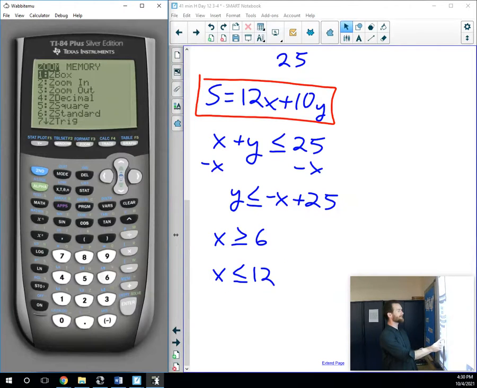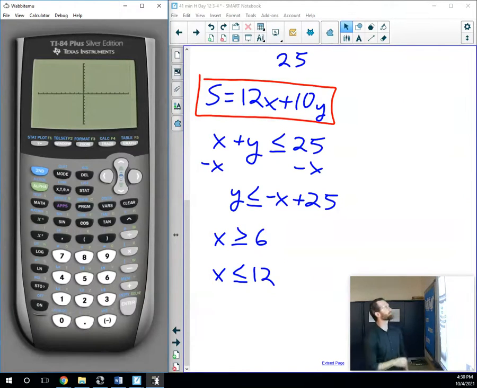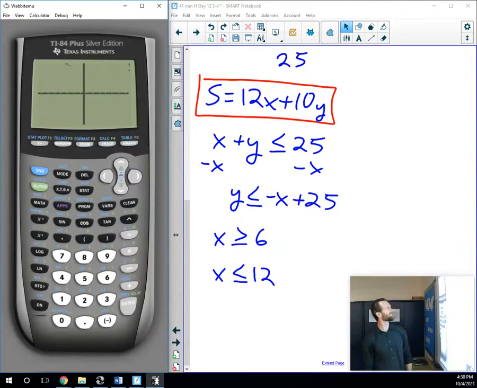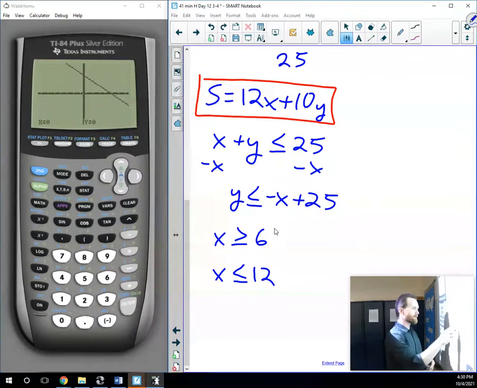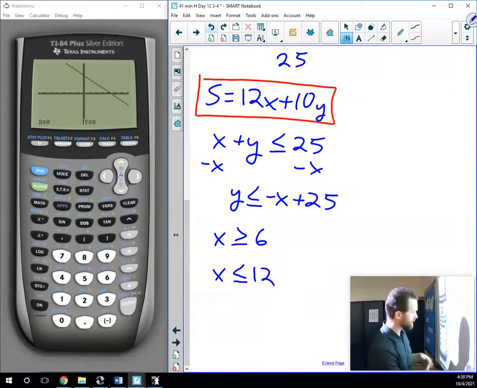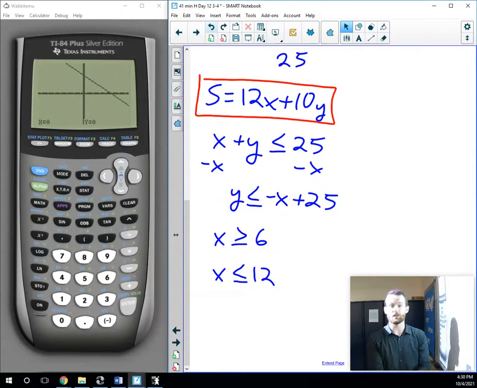Then I'm going to hit zoom 6 to get back to a standard window. But now that I've done that, I realize plus 25 is probably too big. So we're going to zoom out, zoom out, hit enter. And there we go. Now these other two constraints, we actually cannot graph on our graphing calculator because our graphing calculator likes y equals, not x equals. So we're going to have to be creative and make sure we understand what's going on here.